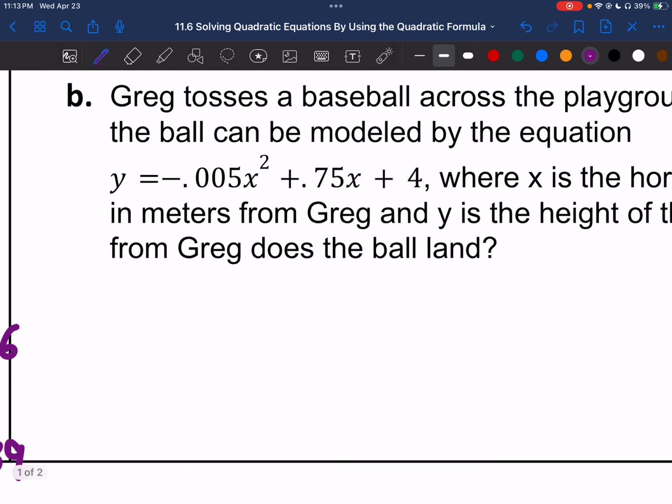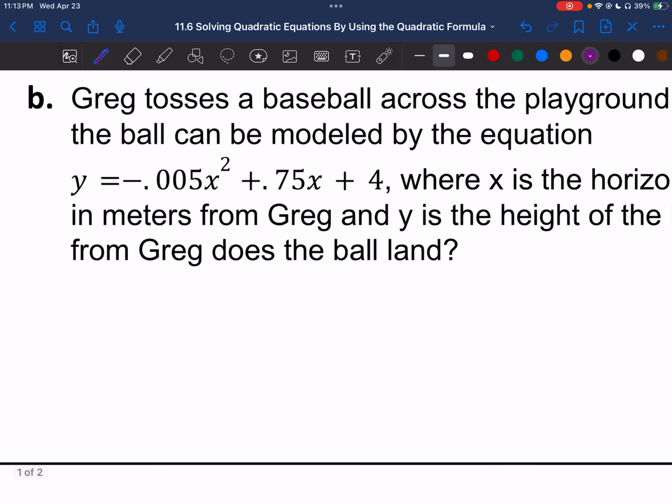All right, so letter B, we've got Greg tosses a baseball across the playground, and the ball can be modeled by the equation y equals negative 0.005 x squared plus 0.75 x plus 4. X is the horizontal distance in meters from Greg, y is the height of the ball. How far from Greg does the ball land? All right. So we set it up the same way.